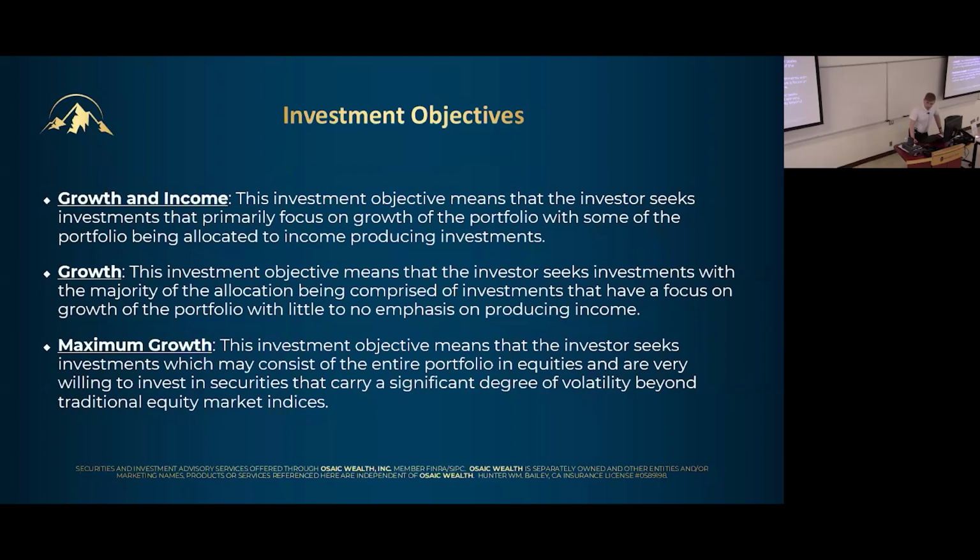Maximum growth is just you take the growth portfolio and you crank up the risk meter. That's basically it. So this investment objective means that the investor seeks investments which may consist of the entire portfolio in equities and are totally willing to invest in securities that carry a significant degree of volatility beyond traditional equity market indices. So that's where you start seeing really volatile stuff, like if you've got a huge concentration in a tech fund, big individual stocks, that's usually going to be towards that maximum growth objective.